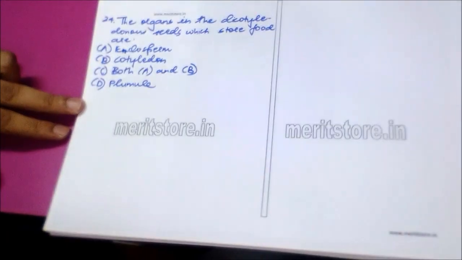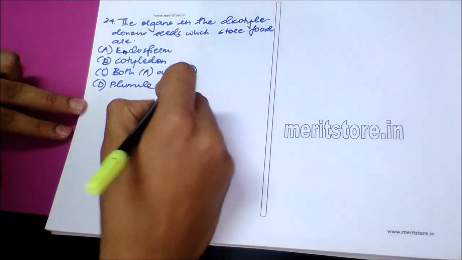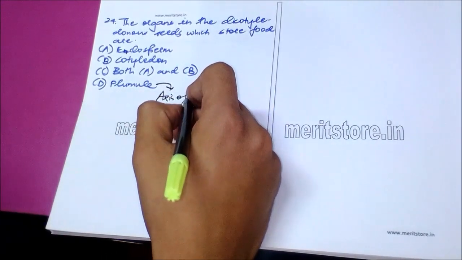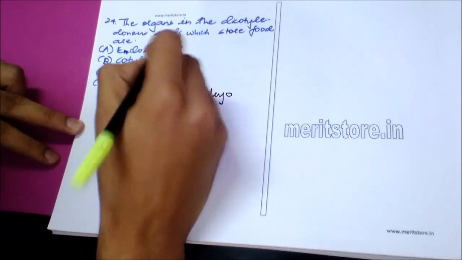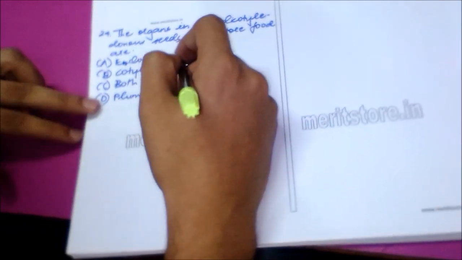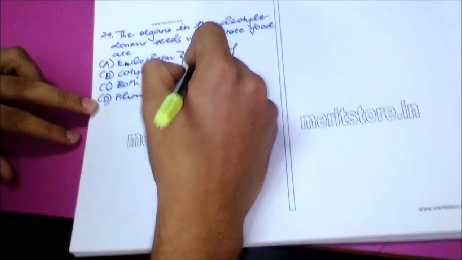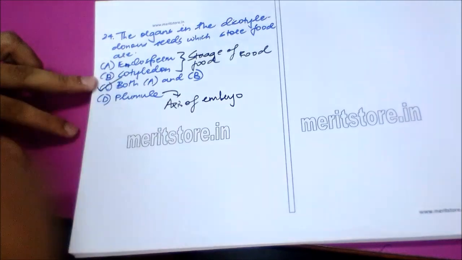Our next question is, the organs in the dicotyledonous seeds which store food are option A, endosperm, option B, cotyledon, option C, both A and B, and option D, plumule. The plumule is a part of the axis of the embryo, while the endosperm and the cotyledon are the parts which are responsible for the storage of food or nutrition. So our answer to this question is option C.